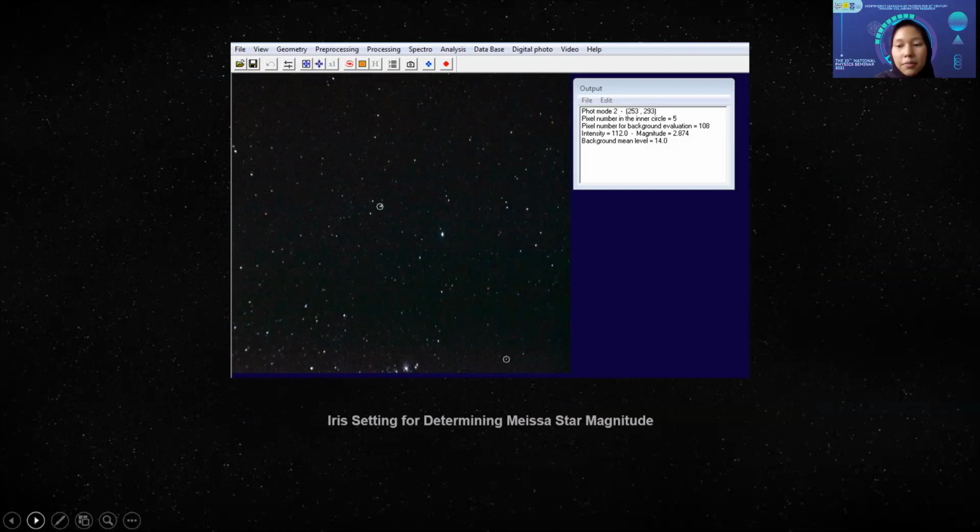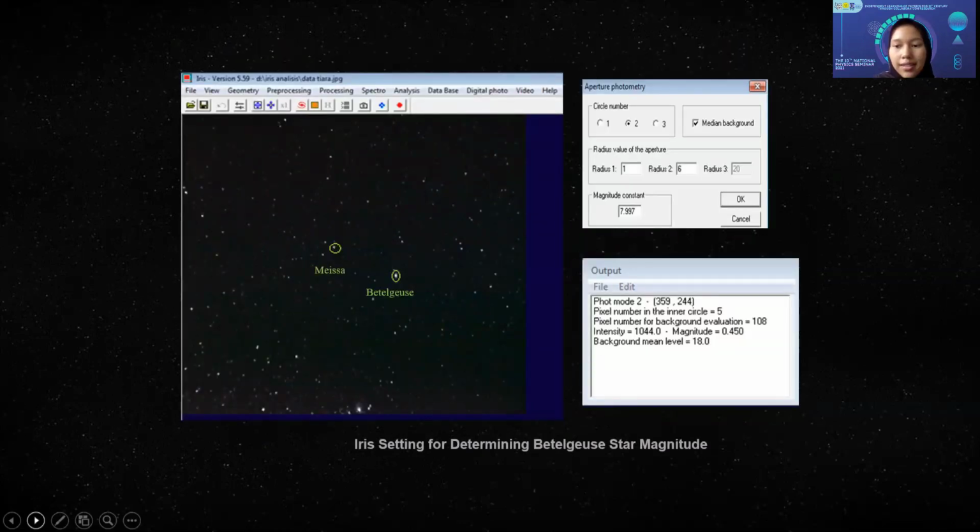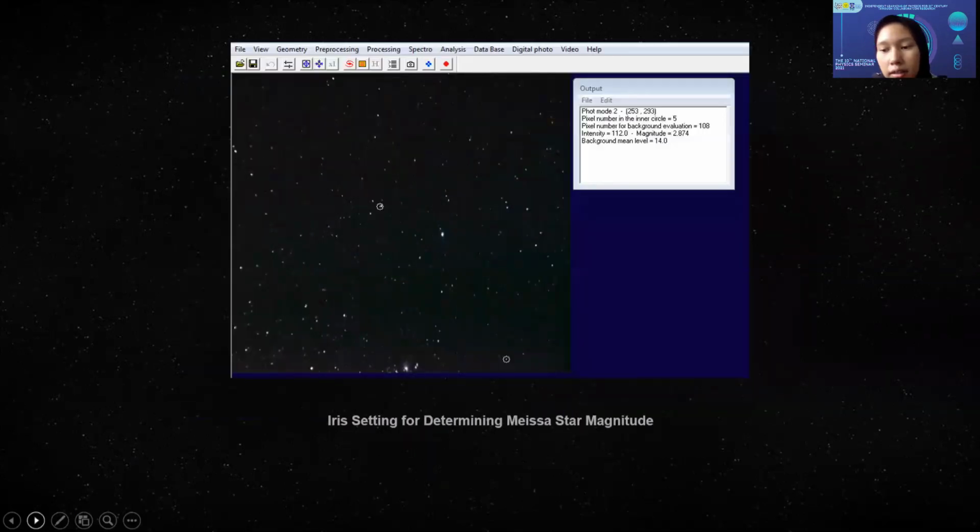The constant magnitude value for the Betelgeuse star is 7.997. Determine the apparent magnitude of the Mesa star by placing the radius circle aperture photometry at various points of the Mesa star with reference to the standard stellar magnitude constant that has been obtained.